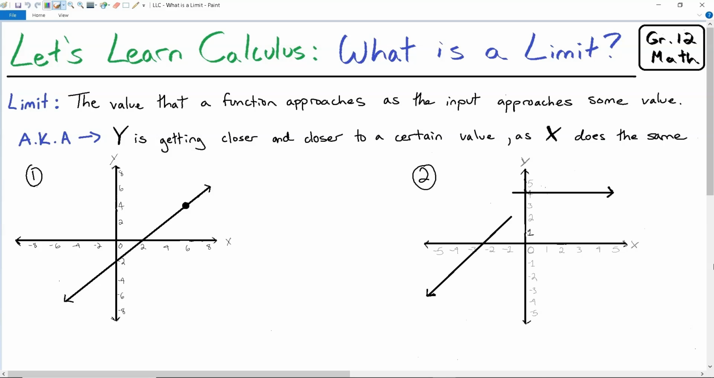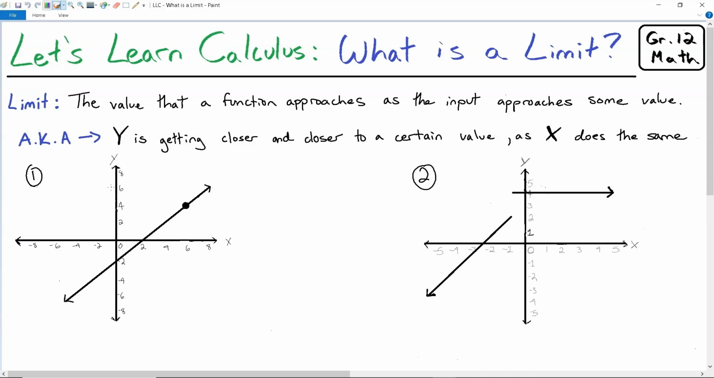Now, the first concept I want to talk about is definitely an important one, and that is the concept of limits. A limit is the value that a function approaches as the input approaches some other value. In other terms, our y value on a function or on a graph is getting closer and closer to a certain value, just as its x value does the same.